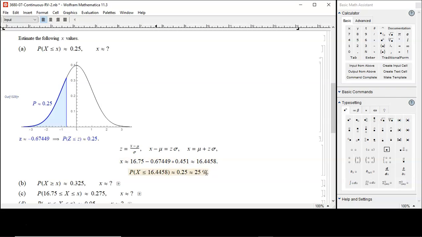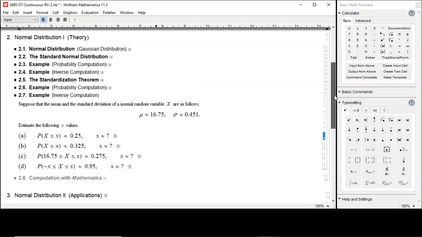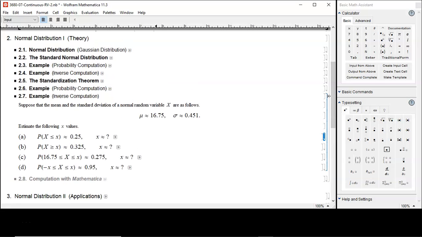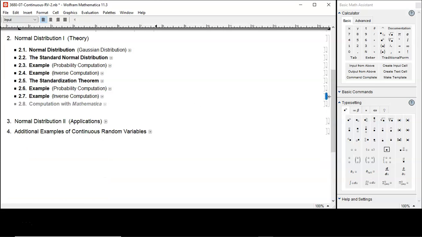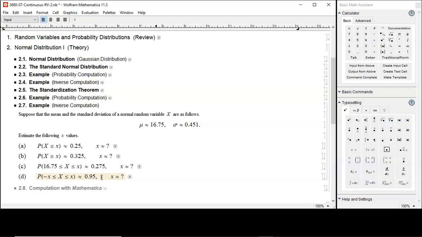So when do we have 25th percentile? 16.4458, well, approximately speaking, that is. I didn't specify the number of decimal digits, so let's leave it at that. Okay, all right. We went through a lot. No, we have enough time, so let's do just one more. Let's do this one, the last one here.